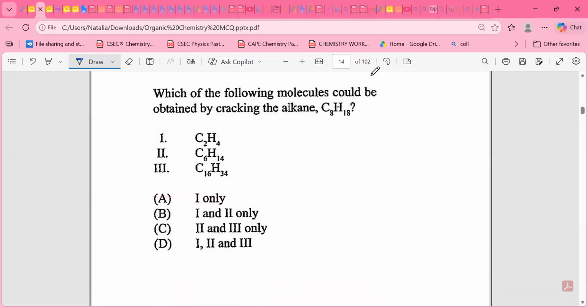Which of the following molecules can be obtained from cracking? C8H18. So you're looking for small molecules with less than 8 carbons. So we're seeing this and we're seeing this. So our answers are 1 and 2. If I'm going too fast, you may let me know. Am I going too fast?